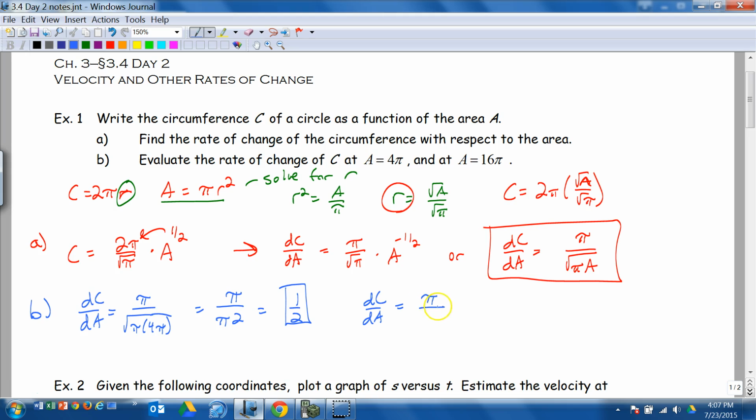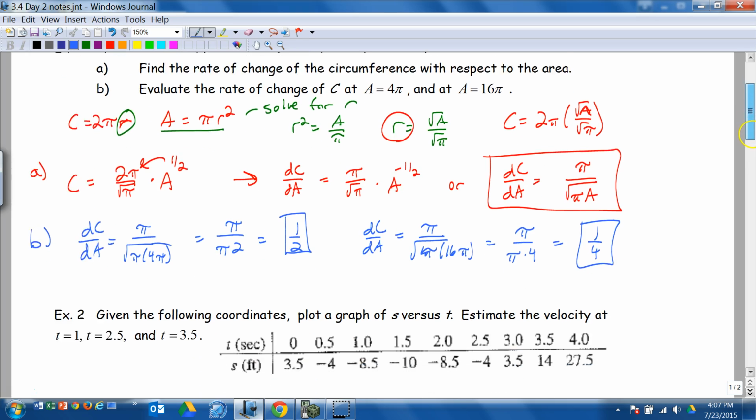So we put that in, and we get pi over the square root of pi times 16 pi, which is equal to pi over, pi times pi is pi squared, square root is pi, square root of 16 is 4. These cancel, so we're left with 1/4. So when the area is bigger, the change in the circumference is not as much as when the area is smaller, because the circle's already bigger, so it's not changing as much. Okay, that's how you can do problems like that.